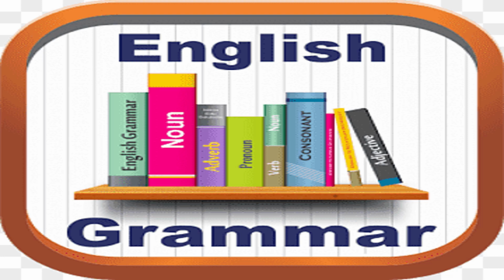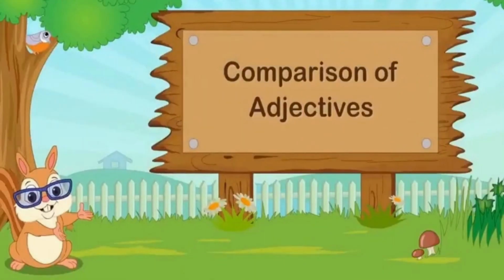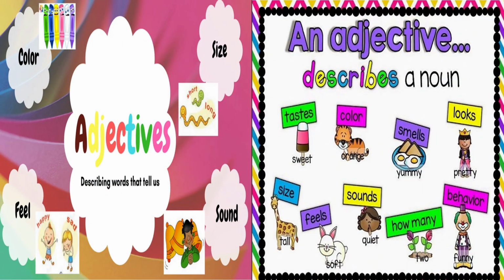In this section, we are going to see English grammar. Comparison of adjectives. Adjective is a word that describes a noun, or we can say describing word that tells us about a noun.